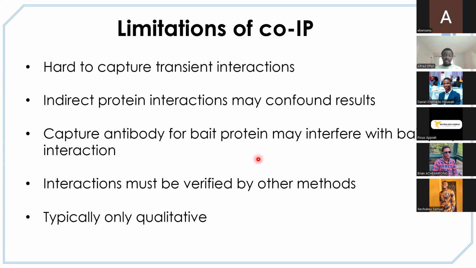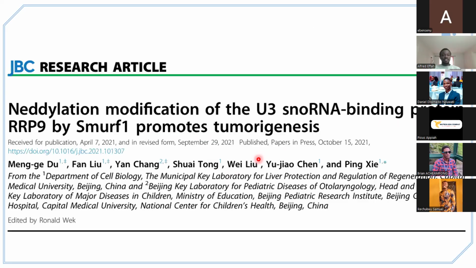There are a lot of other techniques that can be used to verify whether the interaction was true or not. And it's also qualitative. It just tells you that, yes, there is an interaction. You cannot tell the amount that is bound at a particular point in time. You can't tell. So that is one limitation. So now that is all about co-IP.